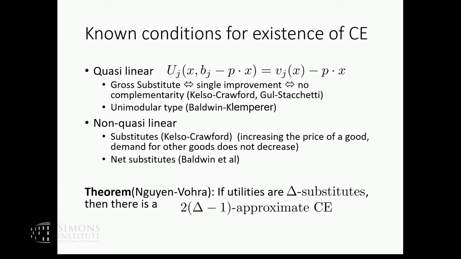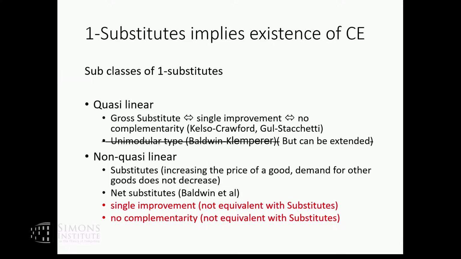We define a class called delta substitutes. I'm not going to tell you in a moment; next slide. If utilities are delta substitutes, then there will be a 2 times delta minus 1 approximate competitive equilibrium. In particular, if I choose delta equal to 1, I get an exact competitive equilibrium. Even in that notion, we are expanding the literature. It does capture the quasi-linear case. It doesn't capture the unimodular type, but we can modify the proof to get that result as well.